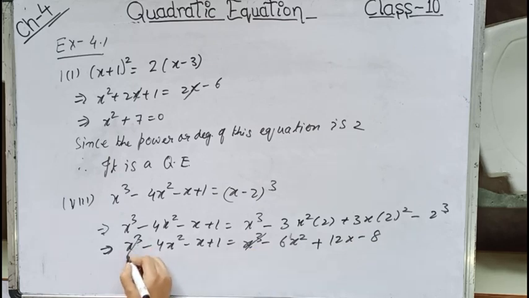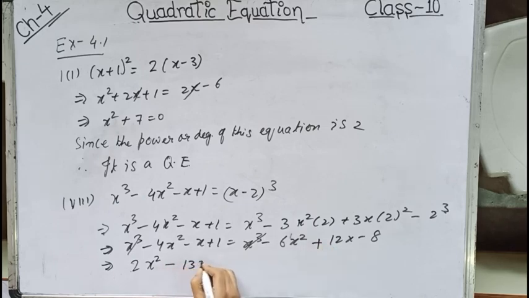Now this x cube will be cancelled. Now this implies minus 4 and plus 6 will be how much? 2. So 2x square and minus 1 and minus 12 will be how much? 13x, and plus 1 plus 8 will be plus 9 equals to 0. Again we will be writing the same statement. Since the power of the variable is 2 over here, degree of this equation is 2, therefore it is a quadratic equation.